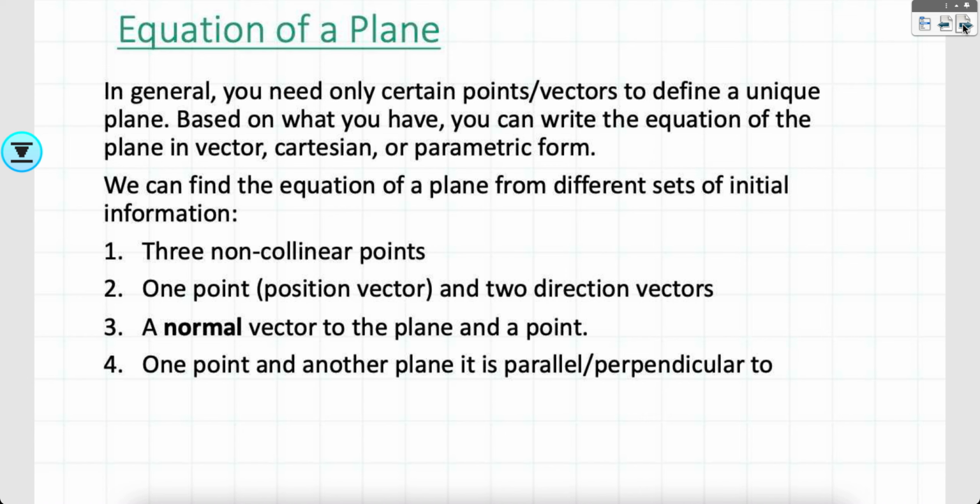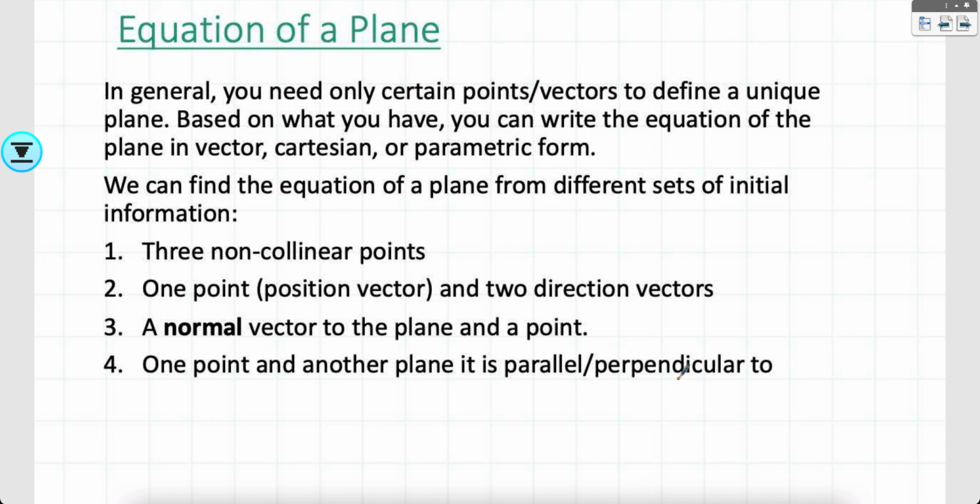So how do we start that? In general you only need certain pieces of information to define a unique plane, based on what you have. Now, there are four types of questions that would require you to find the equation of a plane. You might start off with three non-collinear points, or a question might give you a position vector and two direction vectors, or a question might give you the normal vector to the plane and just one point, or it would give you a point and then describe the plane as being parallel or perpendicular to another plane. So based on each of these, you should be able to write the equation of the plane.